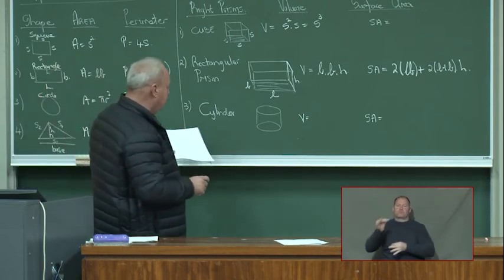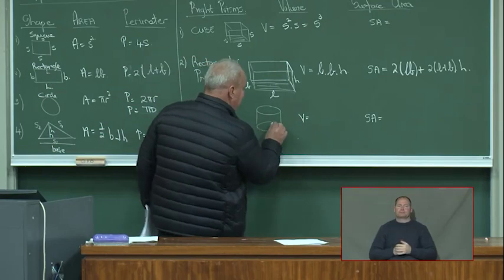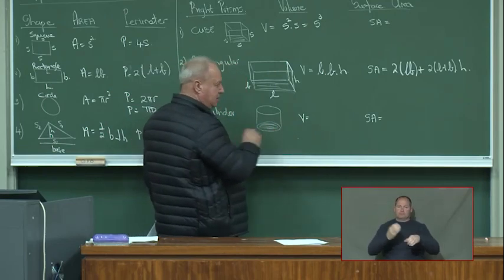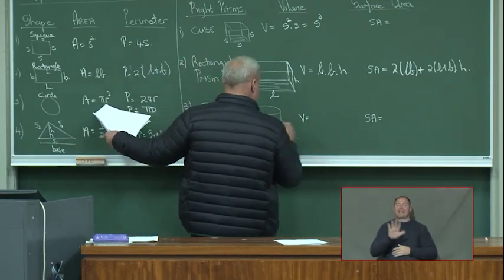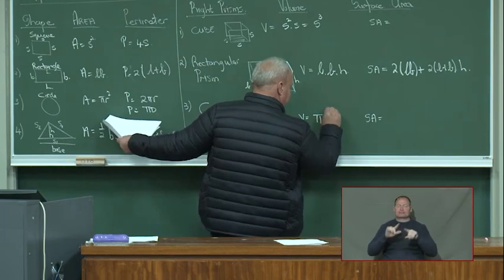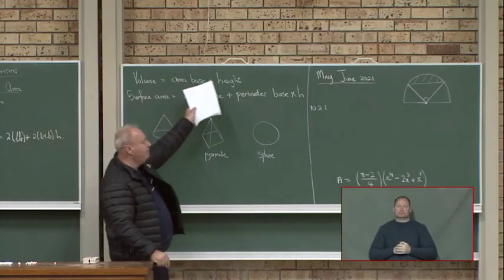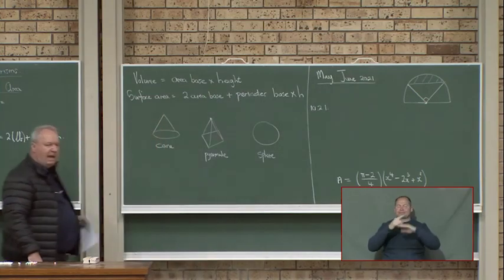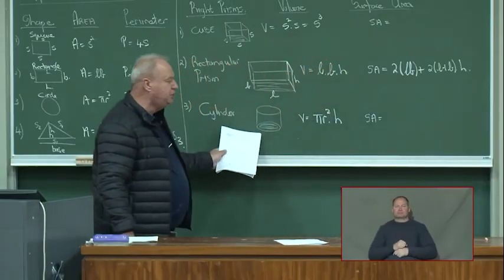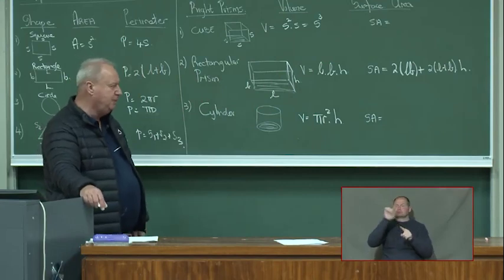Right, the cylinder. The volume of the cylinder is the area of the base times the height. The base is a circle. The area of a circle is pi r squared, times height. People, I think you got it now.